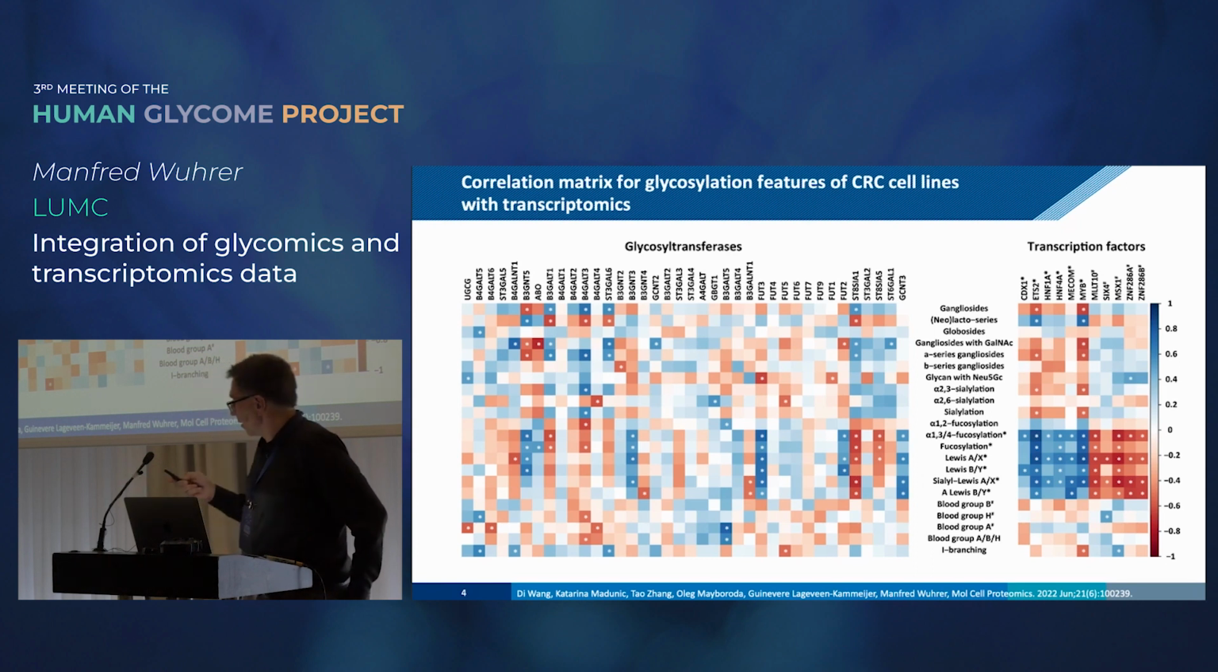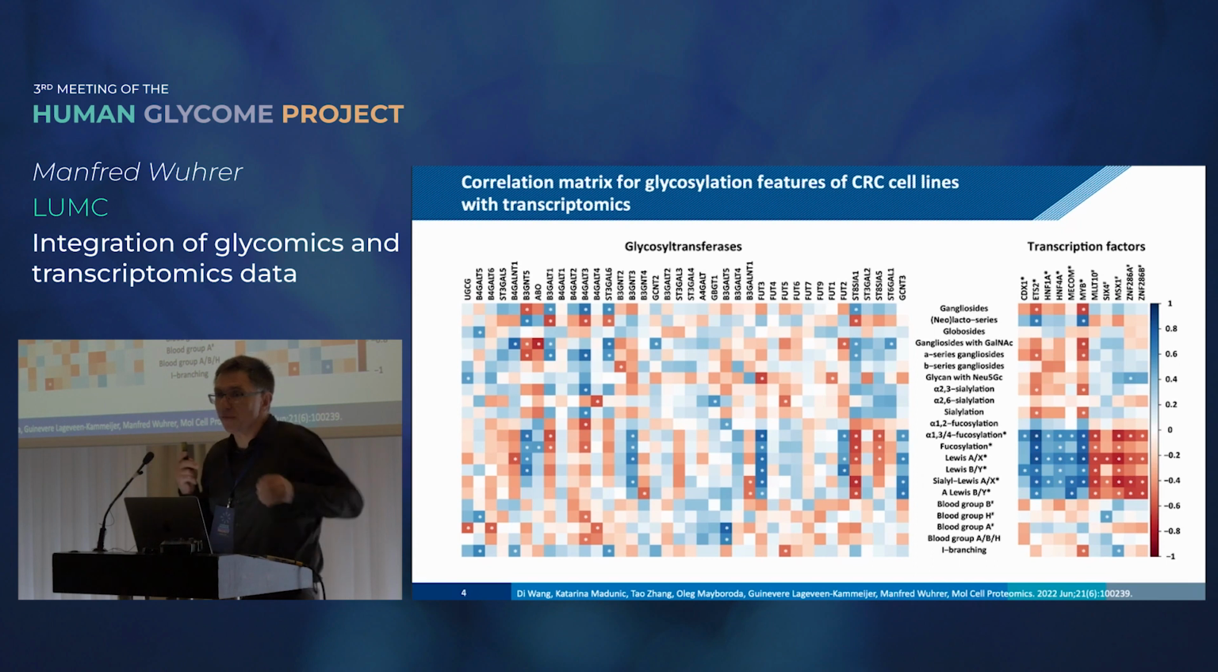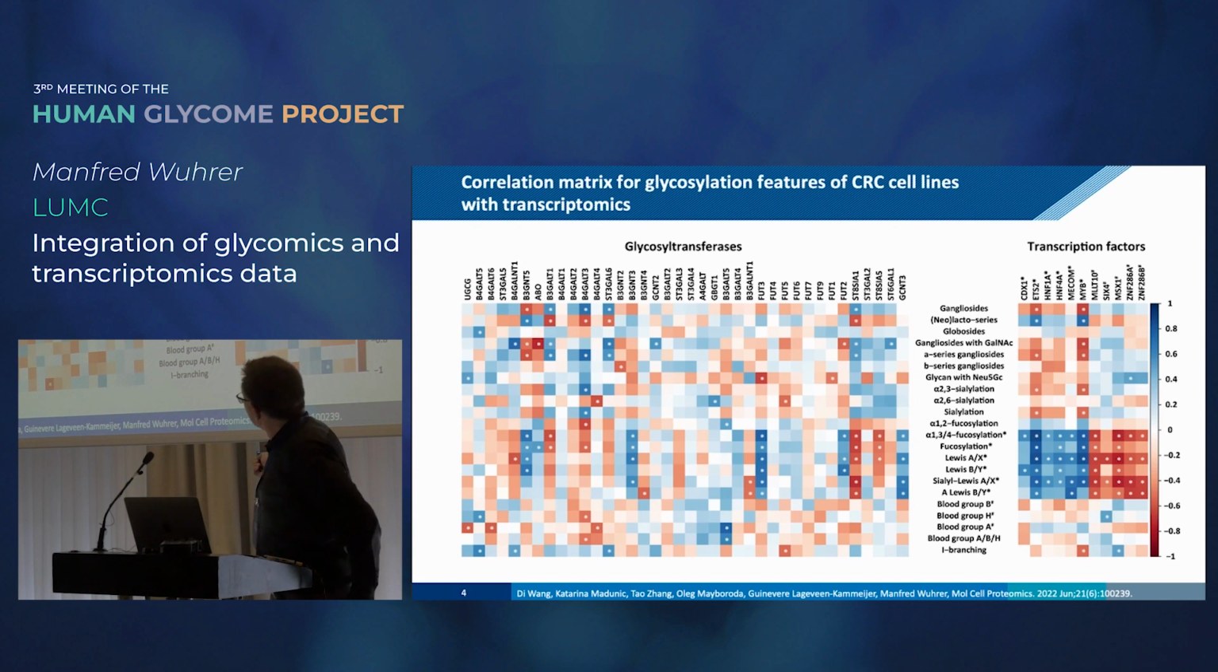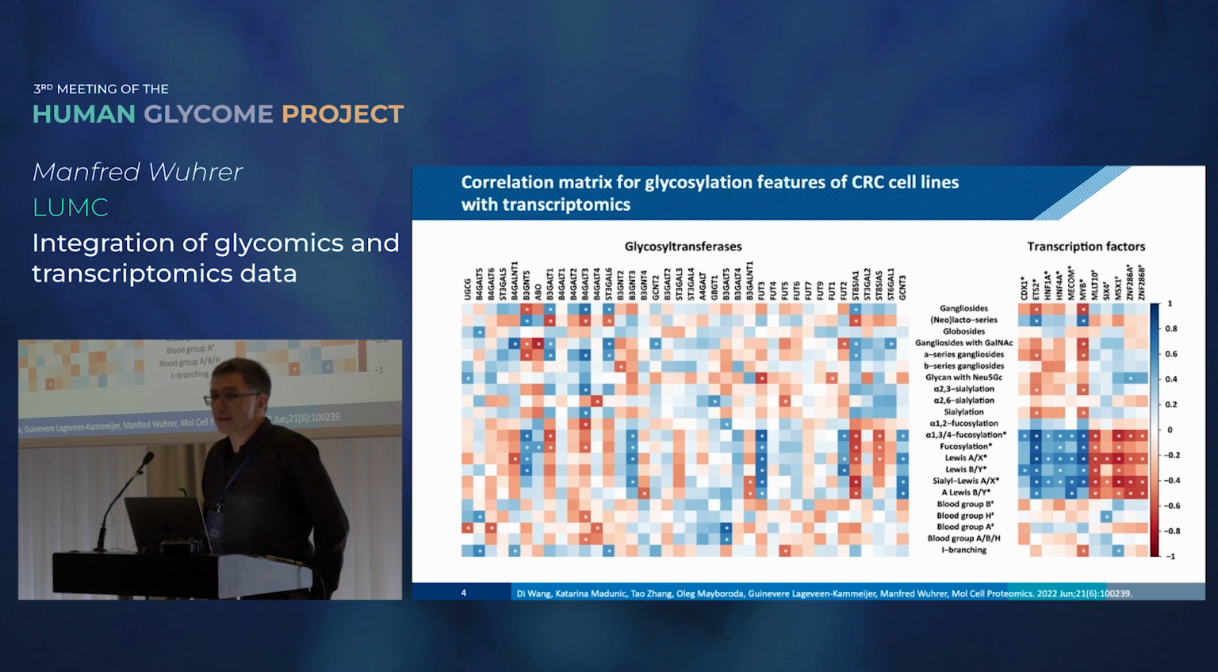And what we see here is quite strong associations of the glycans with specific transcription factors. Here we have MYB, we have HNF1 alpha, HNF4 alpha, we have CDX1. These are all well-known transcription factors driving the differentiation of the epithelium. And I must say I was astonished to see that we have a very strong association of these factors with the glycosylation features. And on the other hand, I have to say that the association of the glycosyltransferases is often somewhat weaker.